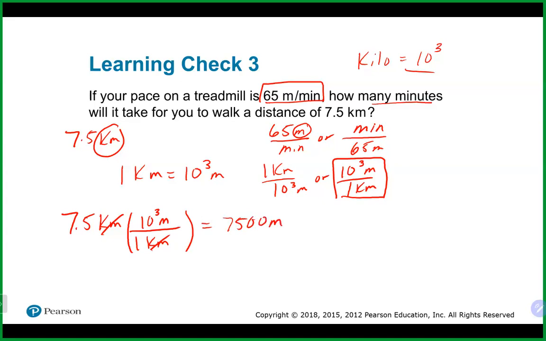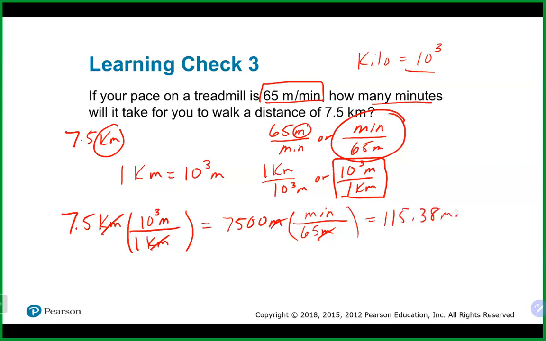Now that we have this in meters, we can definitely use the built-in conversion factor in the problem. And we, again, still want to go opposite. So meters on the bottom there, minutes on top, which is good because we're looking for the time it's going to take us to do that. So we want to end up with the minutes up on top. So we'll do our opposites here. 65 meters is a minute. The meters cancel, so we're going to divide that by 65, hit equals.